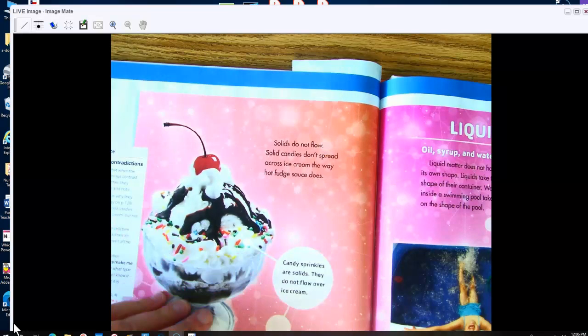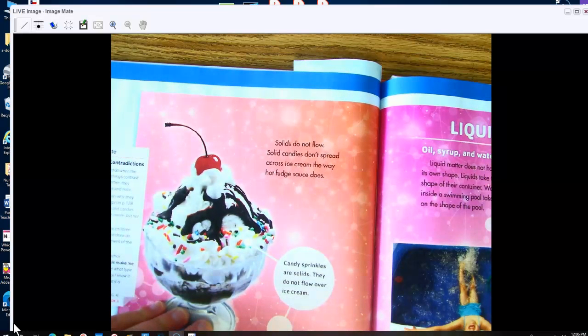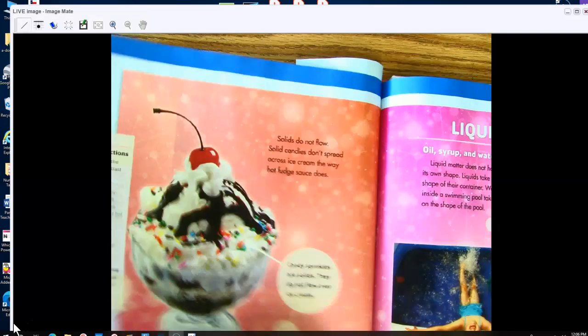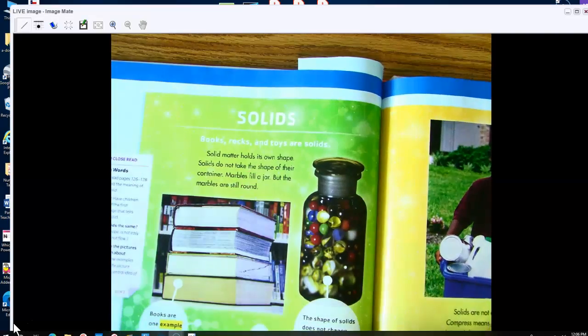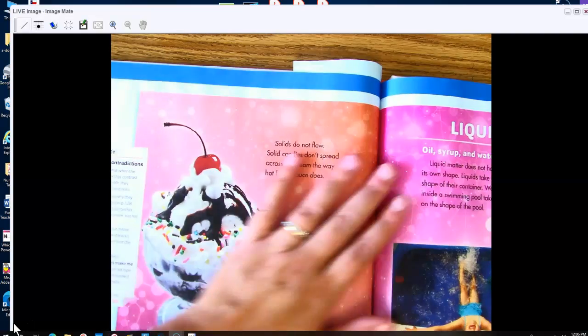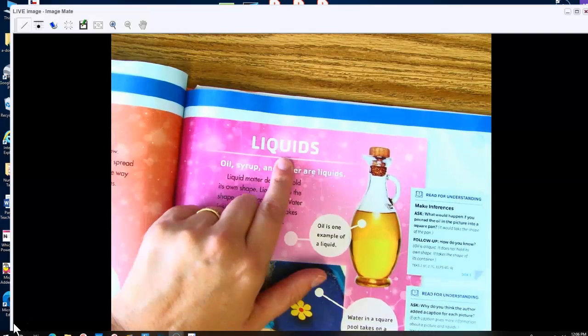So now we've learned 3 things from our book that helped me understand the word solids. That they do not flow, they hold their own shape, and they're not easy to compress. Okay, let's go to the next heading. What are we going to learn about on these pages?